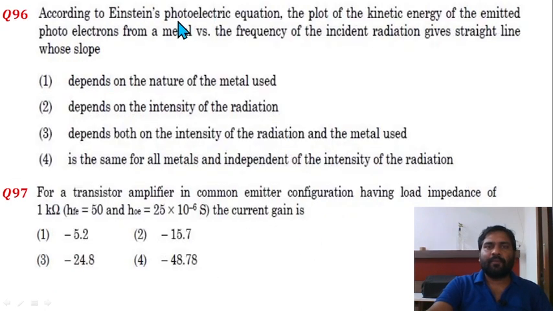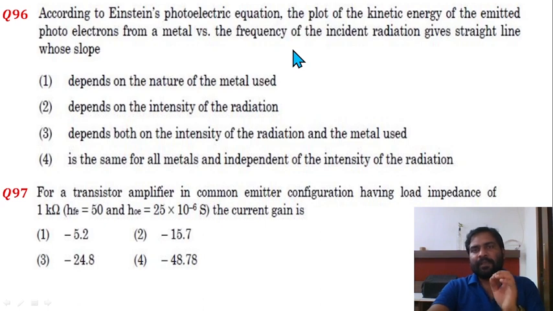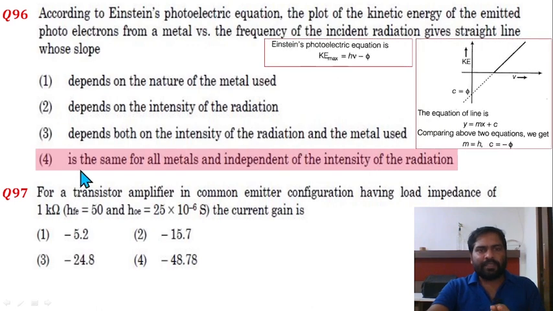According to Einstein's photoelectric equation, the plot of the kinetic energy of the emitted photoelectrons from a metal versus the frequency of the incident radiation gives a straight line whose slope is the same for all metals and independent of the intensity of the radiation. It is not going to depend on the intensity. Okay. The equation of line is y equal to mx plus c, comparing above two equations, m is going to be h. H is independent of anything, that's why it is going to be a constant.